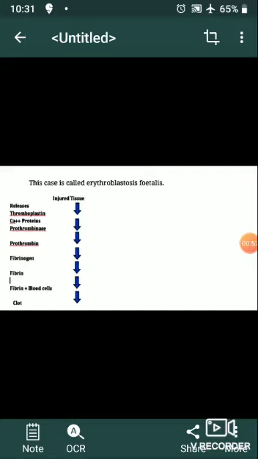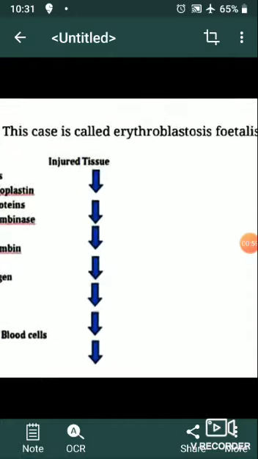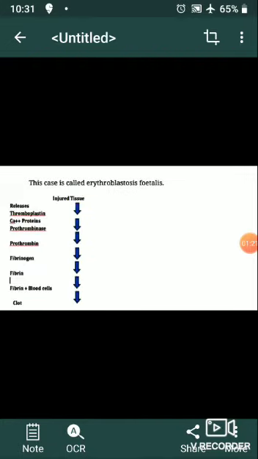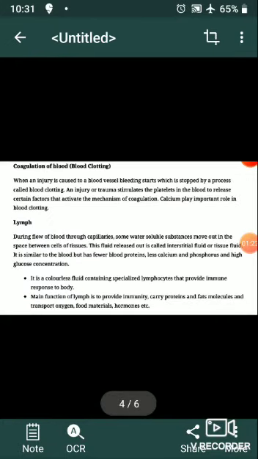Injured tissues release thromboplastin. Thromboplastin, Ca++ and protein convert prothrombin to thrombin. Thrombin converts fibrinogen to fibrin, and fibrin plus blood cells form the clot. Next, coagulation of blood or blood clotting.